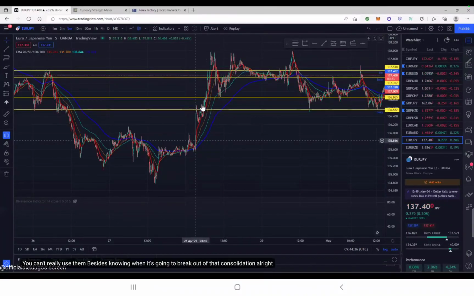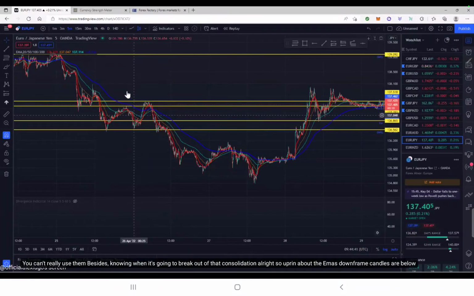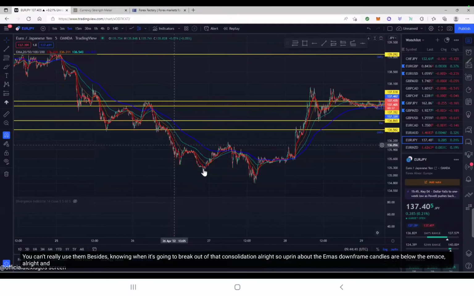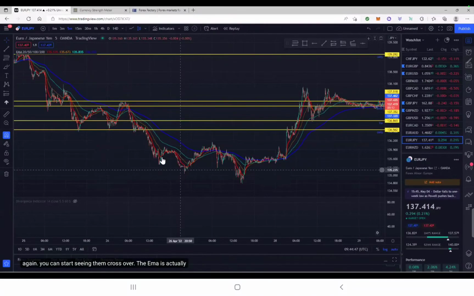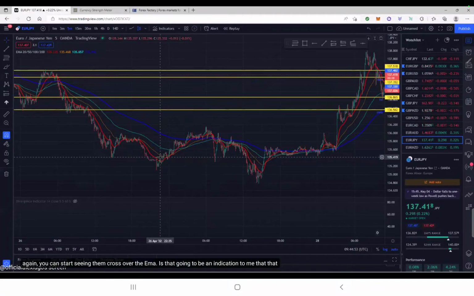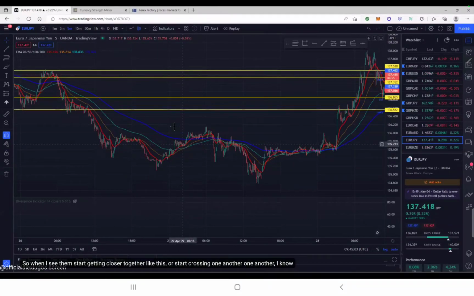All right, so uptrend above the EMAs, downtrend below the EMAs. Candles are below the EMAs. And again, when you can start seeing them cross over the EMAs, that's going to be an indication to me that that trend is going to reverse or break out. So when I see them start getting closer together like this or start crossing one another, I know that the trend may end. Okay, that's what I mean by that.